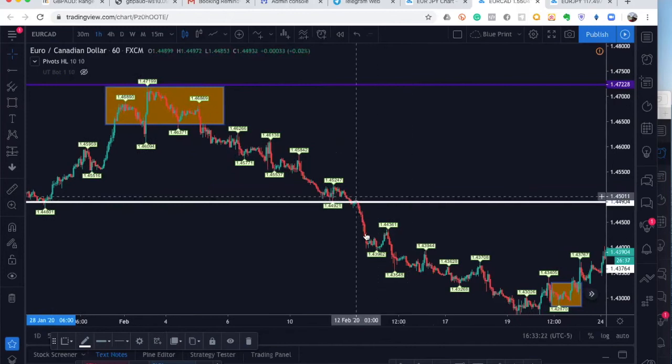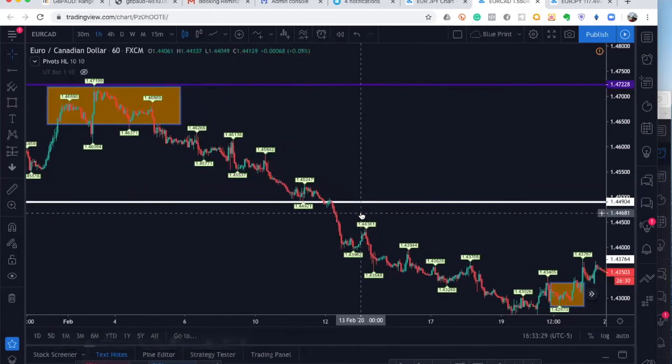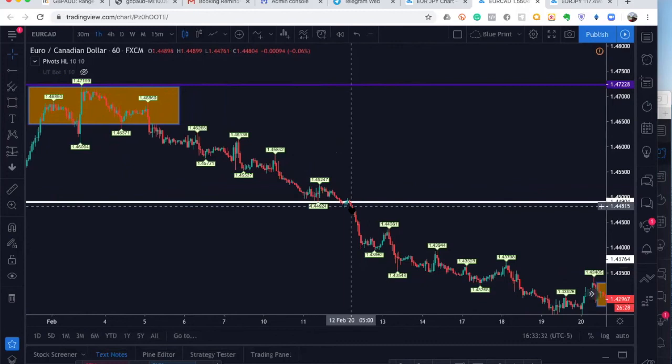This is news that made these long candles like this. If we go to February the 12th and we look, there was basically bad news in the market that day.